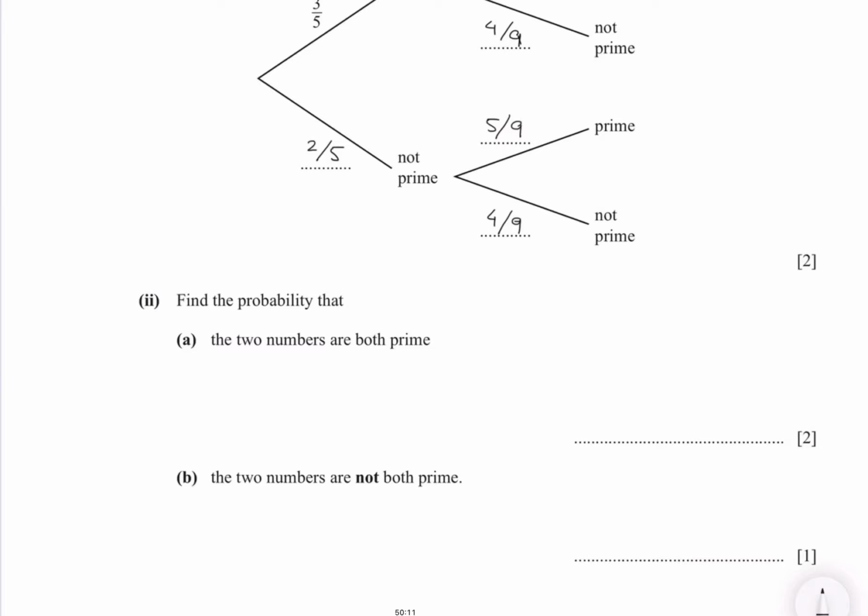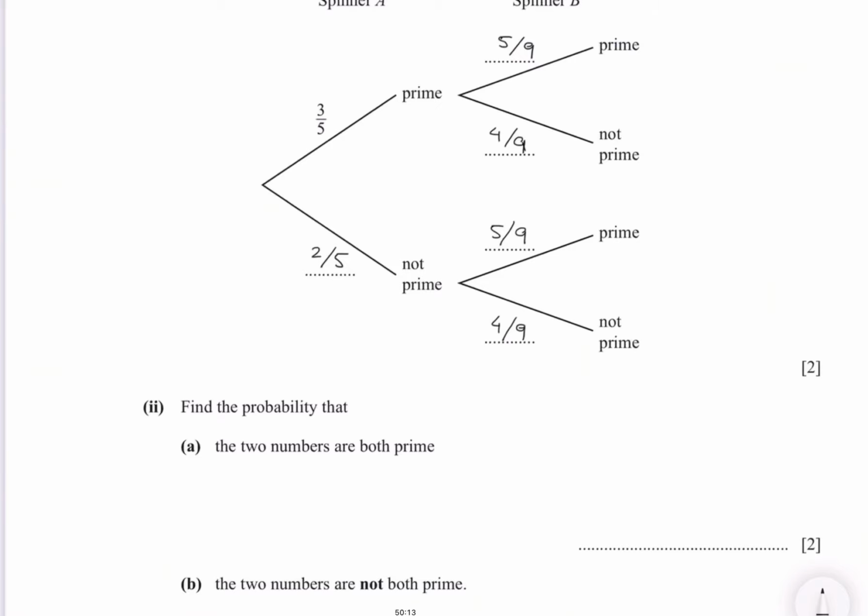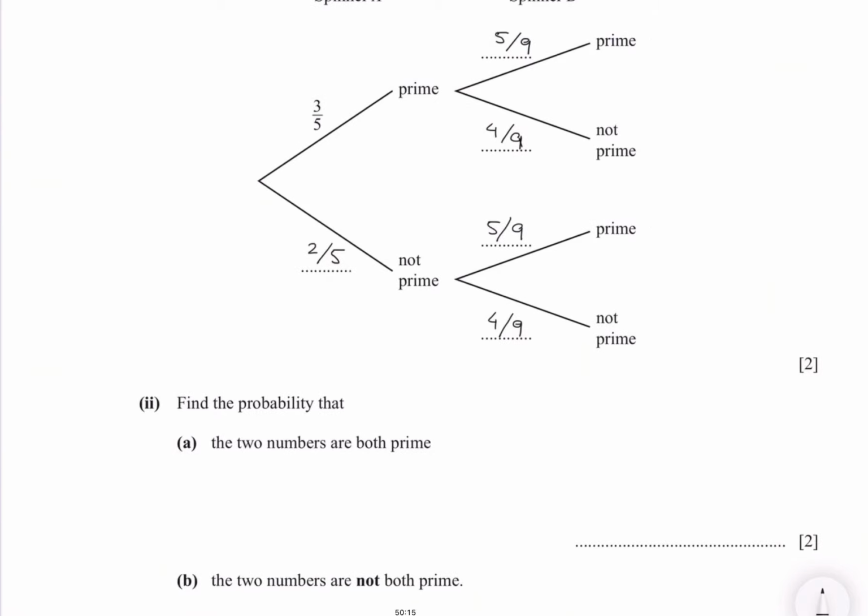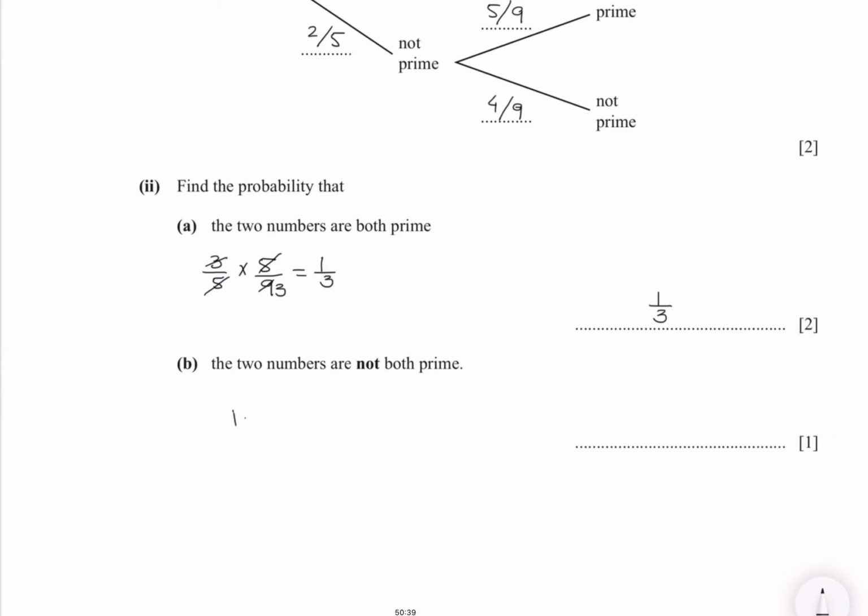Find the probability that two numbers are both prime. So both prime is 3/5 into 5/9. Simplify it. So 1/3. The two numbers are not both primes. So this is 1 minus 1/3 will give you this answer. You subtract 1/3 from 1. So you got 2/3.